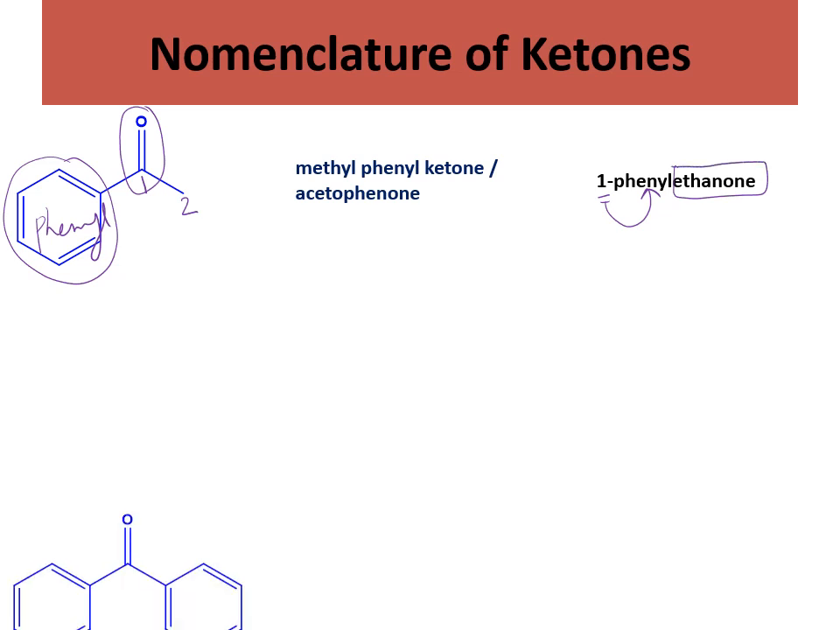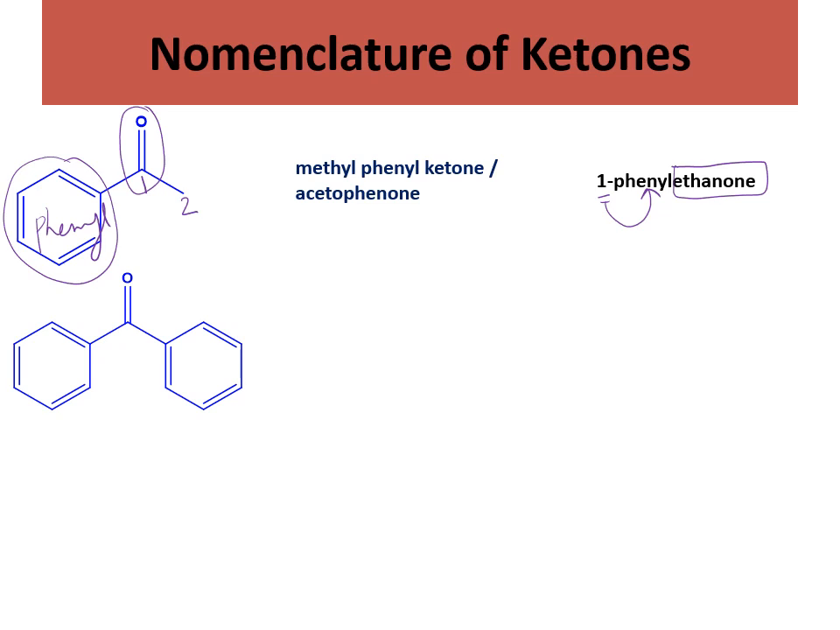Let us look at another example. What we see here is two aromatic systems which are present, and you can call it diphenyl ketone, because both the groups are phenyl groups. It is also known as benzophenone. So both the names are acceptable, benzophenone and diphenyl ketone.